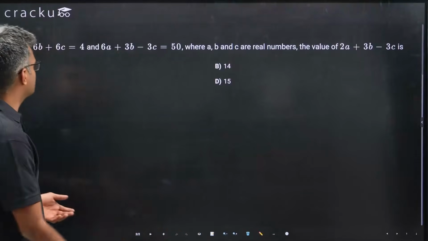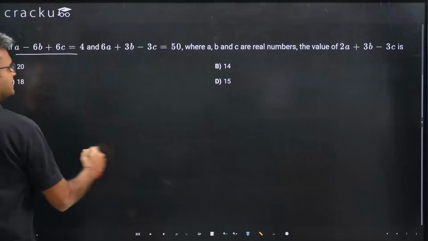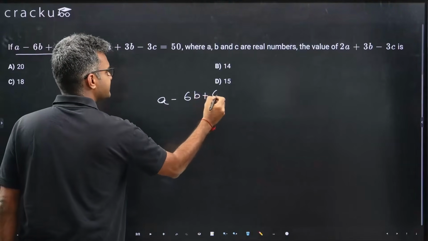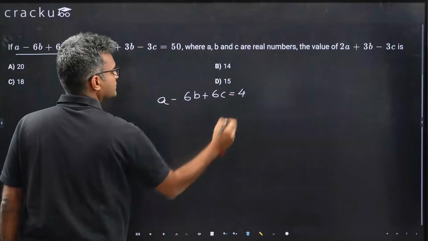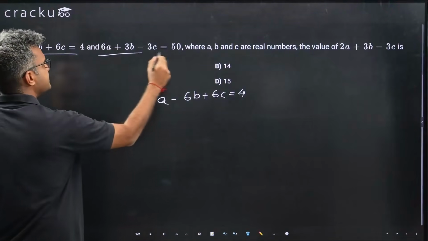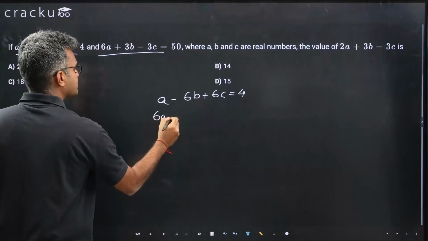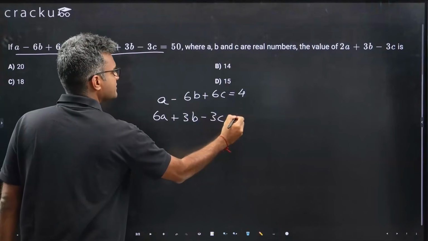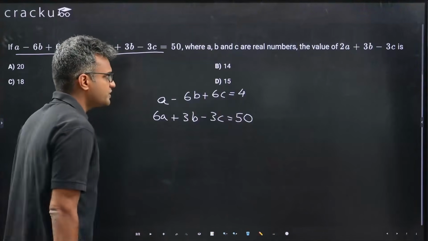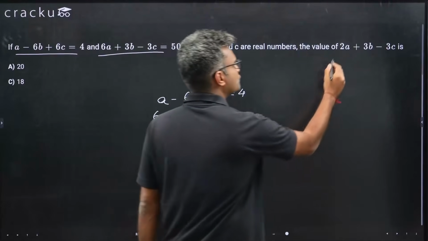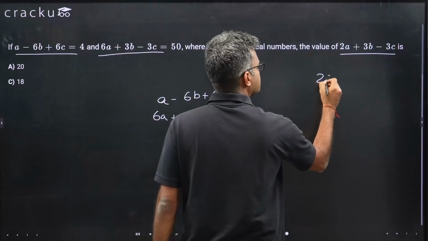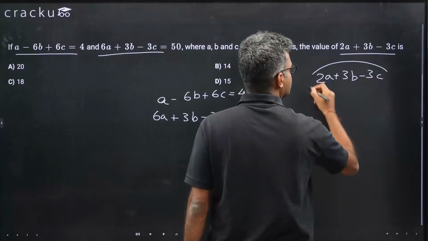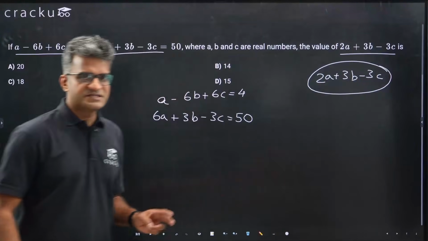In this question, we are given two equations. The first equation is a minus 6b plus 6c is equal to 4. And the second equation is 6a plus 3b minus 3c is equal to 50. We are asked to calculate the value of 2a plus 3b minus 3c. Now note that we are given only two equations and there are three variables.